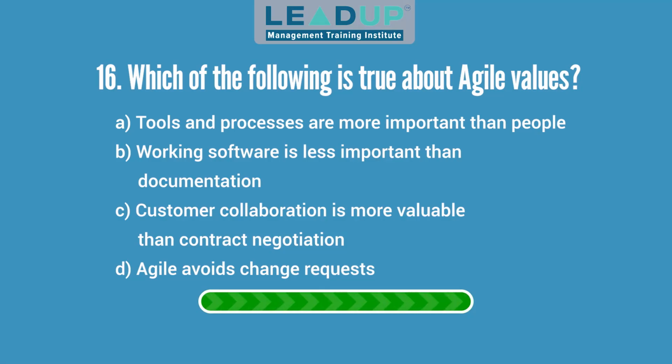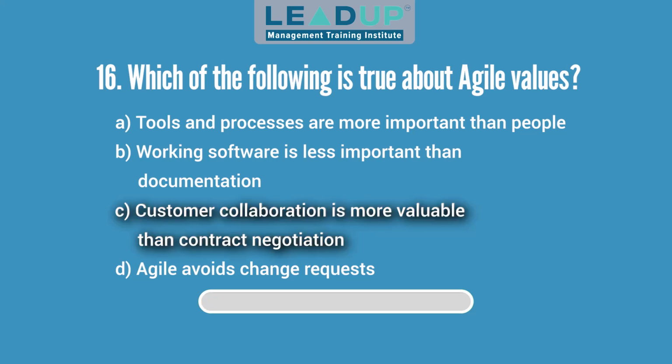Question 16. Which of the following is true about Agile values? A. Tools and processes are more important than people. B. Working software is less important than documentation. C. Customer collaboration is more valuable than contract negotiation. And D. Agile avoids change requests. Answer: customer collaboration is more valuable than contract negotiation.